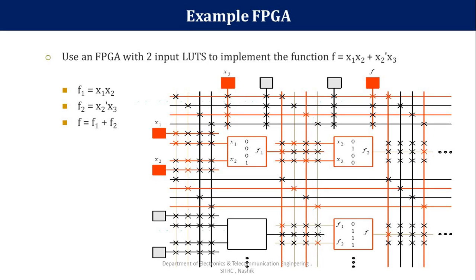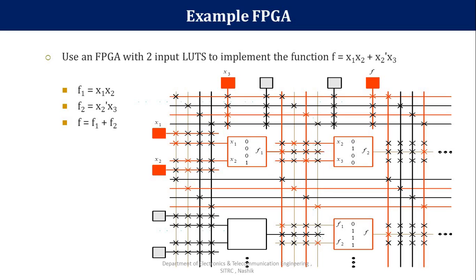This is an example of how an FPGA logic equation is implemented in the FPGA. Let's take the example f is equal to x1 x2 plus x2 bar x3. Here, let's divide the function: x1 and x2 is considered as a function f1, and x2 bar and x3 is considered as a function f2. Means f is equal to f1 plus f2.